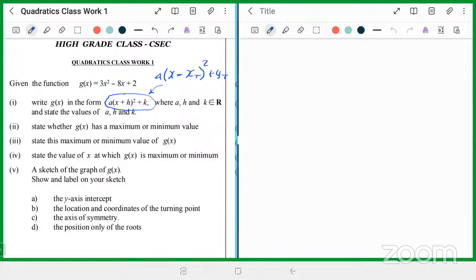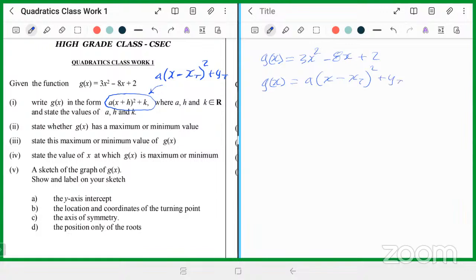So if I were to start by writing back the expression, which is g of x equals 3x squared minus 8x plus 2, then we're going to be using g of x equals a bracket x minus xt squared plus yt. The xt that is coming here, there's a formula for it. Xt is negative b divided by 2a. Now, where do I get the a and the b from? I get it from the standard form.